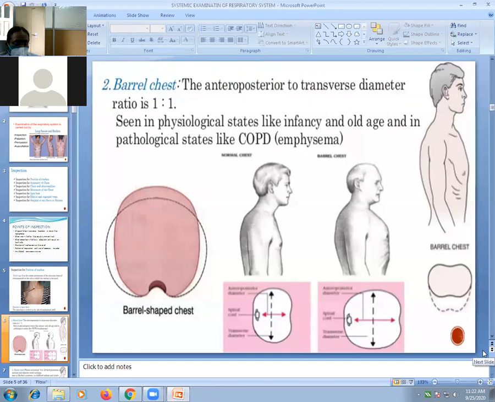Then if anteroposterior diameter is more than transverse diameter, it is called barrel shaped chest, which is commonly seen in COPD patients with emphysema. So this is barrel shaped chest. This chest is barrel shaped chest. AP diameter is more than transverse diameter.